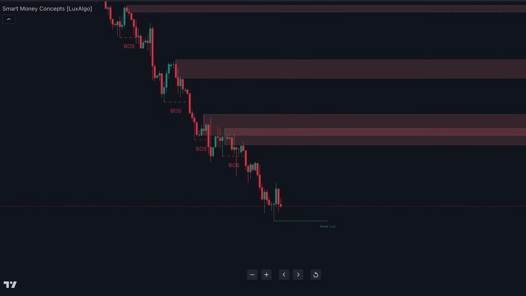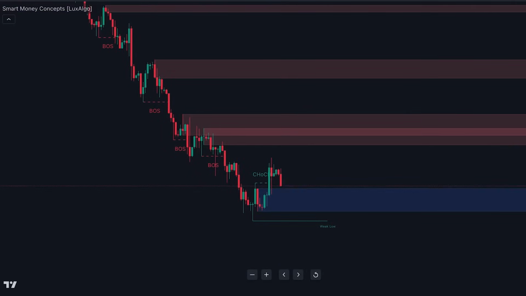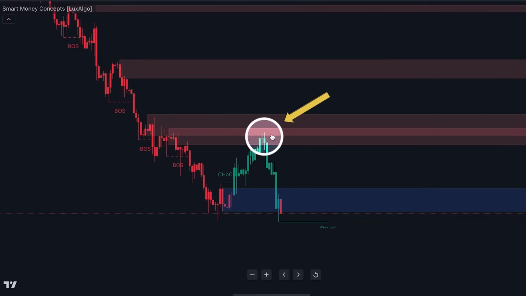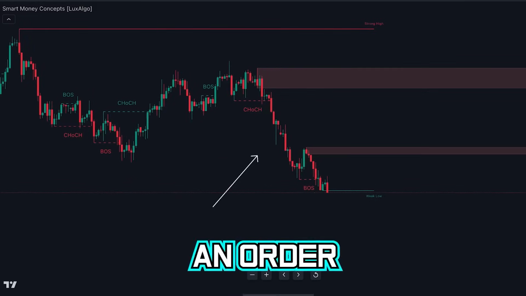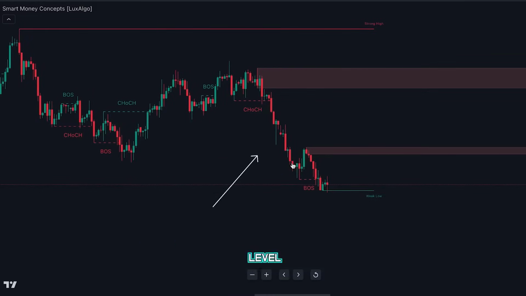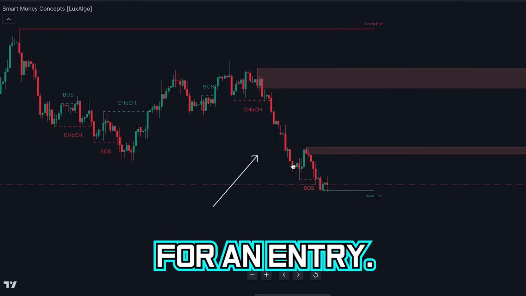Order blocks are great levels to use for take profits or entries. Once price gets to an order block, it will typically reject or break through that order block. If price happens to break through an order block, you can sometimes use that same level as a retest area for an entry.